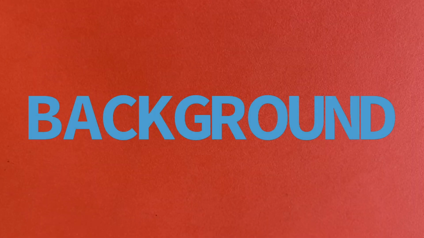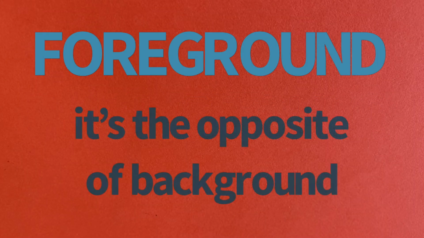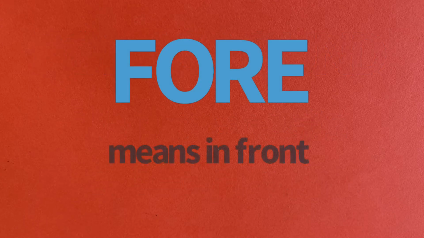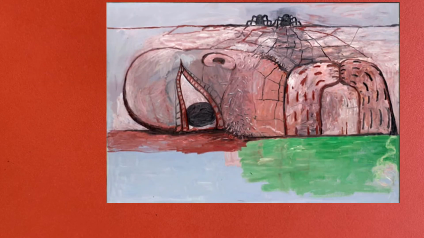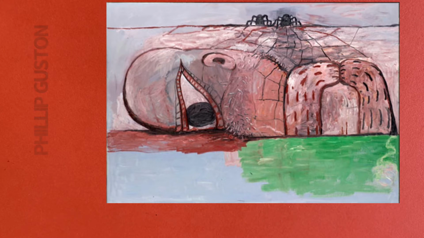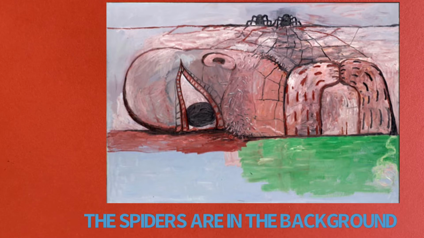But what's a background? Let's start by learning what the word foreground means. The word fore means in front of or before. The word ground means the surface of the earth. So the word foreground means the ground or the part of the picture that's in front, nearest to the viewer. Here it's the green paint and the two heads. Background means the parts that are behind, like the spiders in this painting.